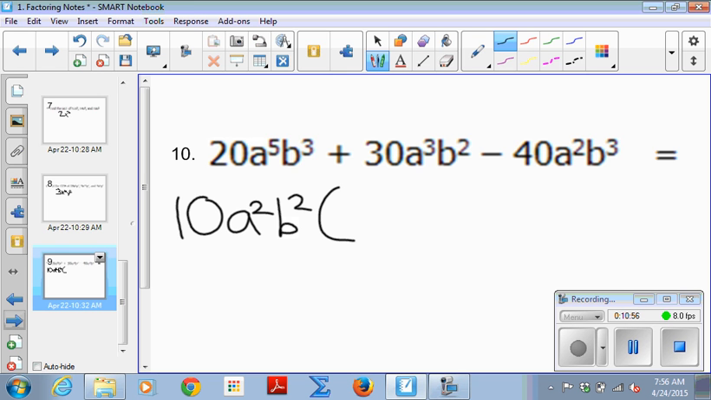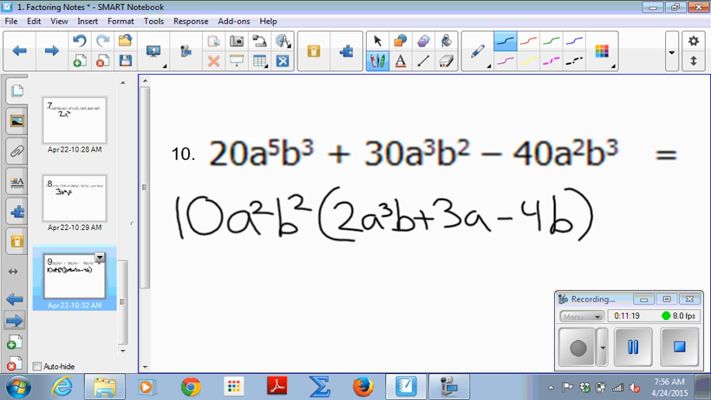Which leaves us with the first term. Take 10a squared b squared out. We're left with 2a cubed b. Second term, we're left with 3 and then 1 of the a's, but the b's are gone. And in the last term, we're left with 4. The a's are gone, but 1 of the b's is left. And that's as far as we can go. This concludes your lesson over factoring via the greatest common factor method.